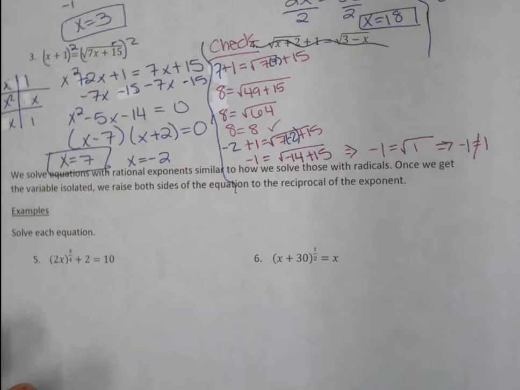No, you can have 2. They can both work, but typically, but not always, negatives won't work.